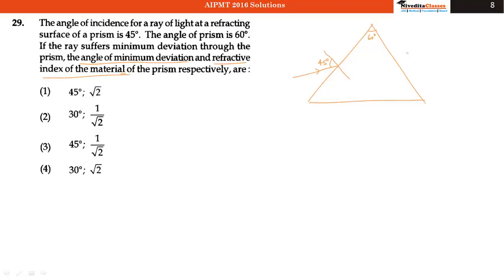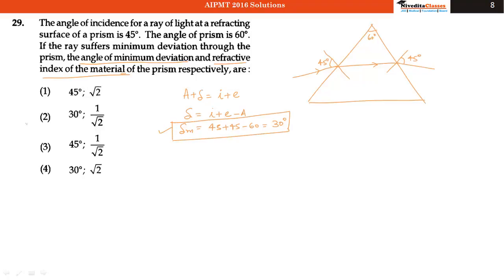As you must be knowing that if the ray suffers the minimum deviation, in that case the angle of emergence and angle of incidence both will be same, and if this angle of incidence is 45, the angle of emergence will also be equal to 45 degree. So now A plus angle of deviation, this is angle of incidence plus angle of emergence, or we can say the deviation angle is equal to incidence plus emergence minus angle of prism, which is 45 plus 45 minus 60. So 30 degree is our angle of minimum deviation. This is our first part done.